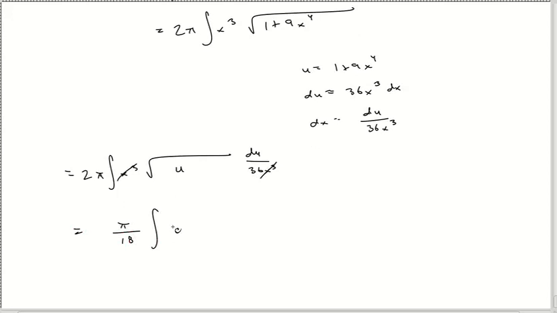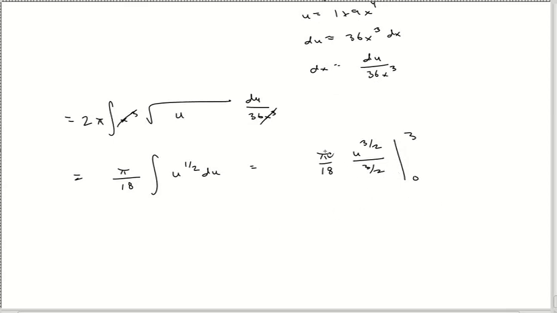Integral of basically u to the 1/2 du. So I'm going to add 1 to the power and divide by the new power. From 0 to 3. Well, that 2 up here will cancel with this, make a 9. 9 and 3 makes a 27. And so I basically get pi over 27 of my 1 plus 9x to the 4th. That was my u. Now to the 3/2 from 0 to 3.